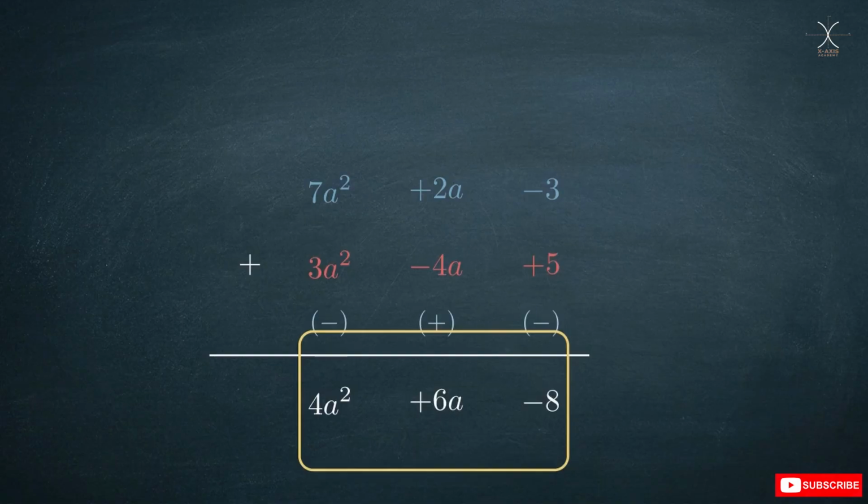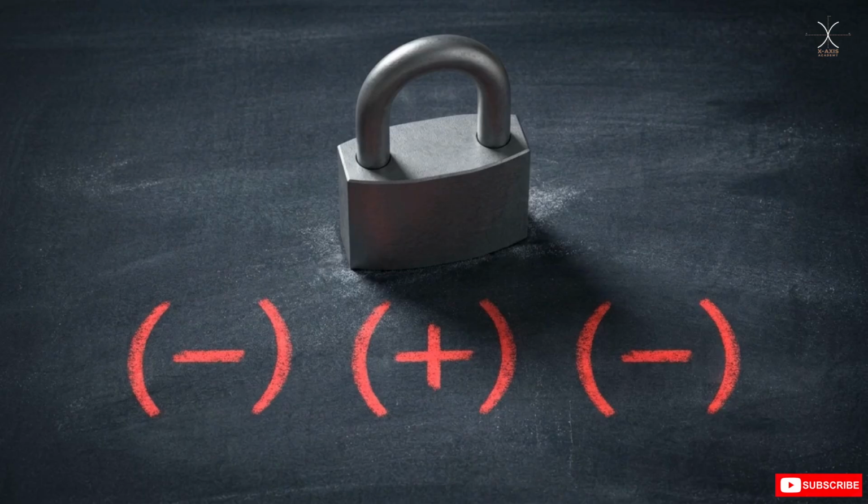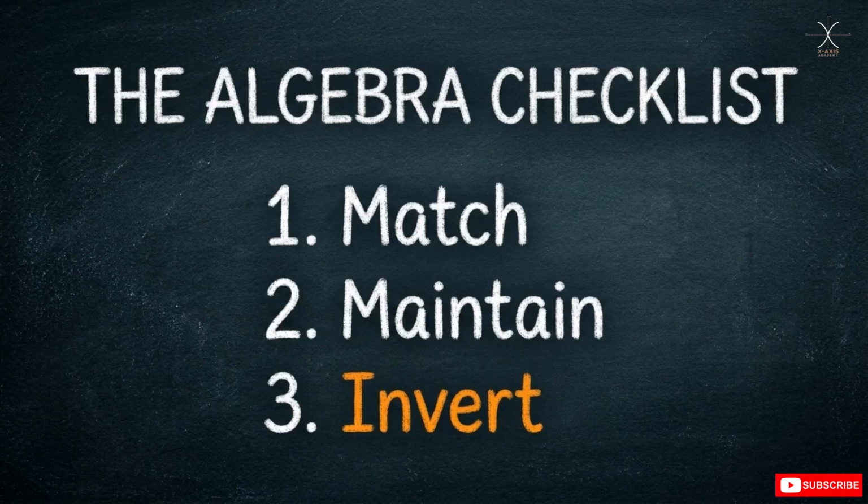negative 8. Careful setup, putting the correct expression on top and visually locking in the sign changes turns a complex subtraction into a simple mechanical task. Keep this checklist in mind for every problem. Only combine like terms, keep your variables the same, and always flip every sign on the bottom row when subtracting.